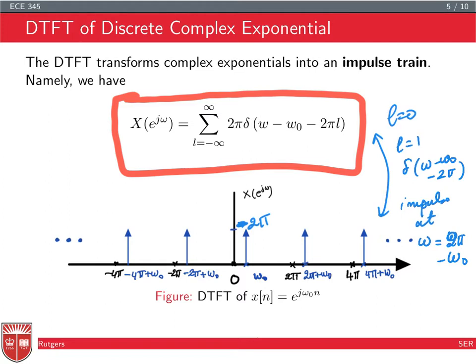So 2 pi plus omega 0. So you get this impulse here. Each L is just going over these impulses, with L equal to 0 is here. And this is an important formula that I would advise you to memorize, because it's going to be helpful later on.